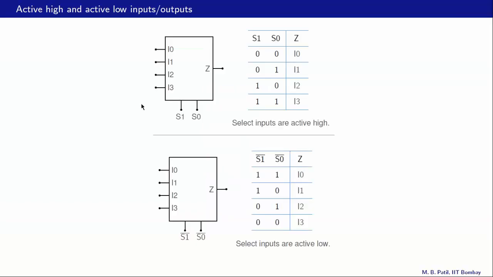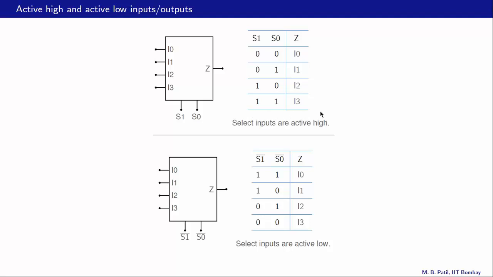Let us now discuss a very important topic, and that is active high and active low inputs or outputs. We will discuss this topic in the context of multiplexers, but we should remember that this is very general terminology, and in fact we will see this in several other digital circuits as well. Alright, so here is a multiplexer with this truth table here.